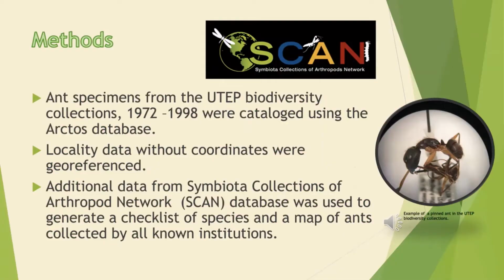The methods I used were pretty simple. I used Arctos and another database called Symbiota Collections of Arthropod Network, or SCAN for short. Then I would search collections by entering the family name for ants, which is Formicidae, along with the country, state, and county the ants were collected in. In this case, it was El Paso County, Texas, in the United States. Doing so, I was able to generate a checklist of species and a map of ants collected by all known institutions.